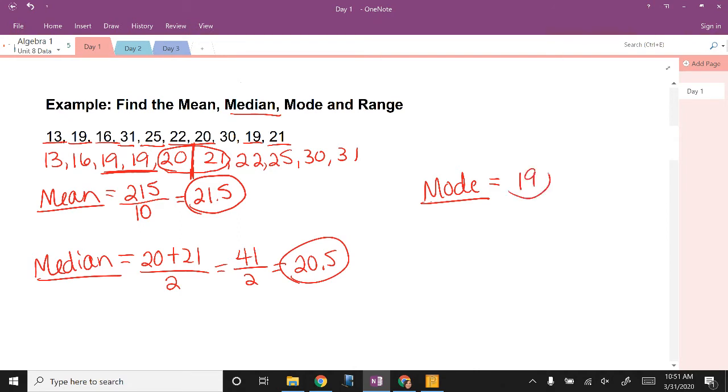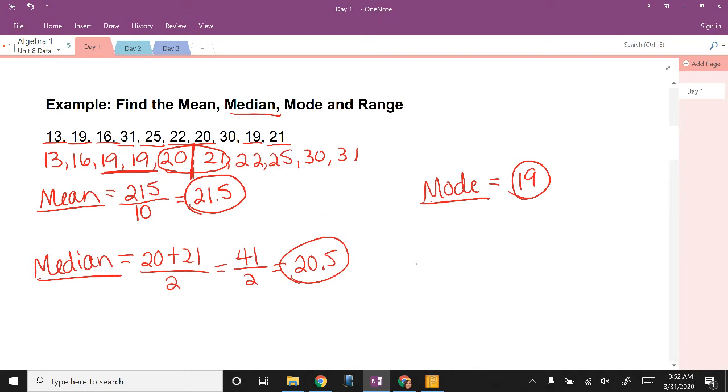And like I said, you can have more than one mode. So if I had another set of numbers that were repeated, it could also be my mode. Or if everything is only used once, or they all use the same amount of times, then there could be no mode. Okay, but since 19 is repeated and it's my only number that's repeated, 19 is my mode.